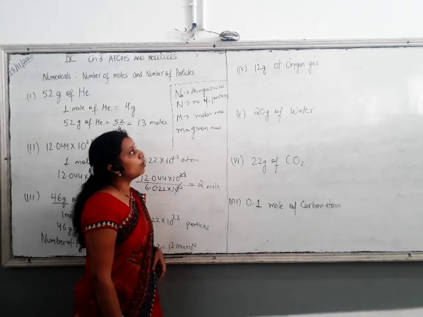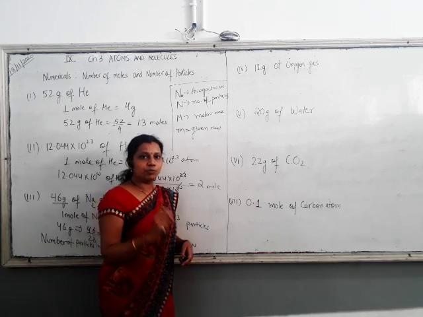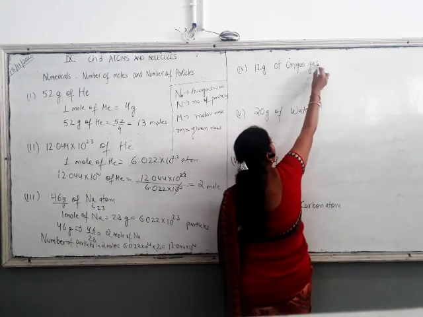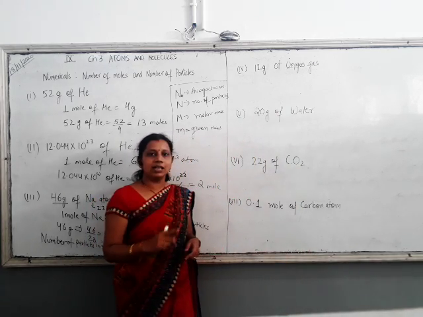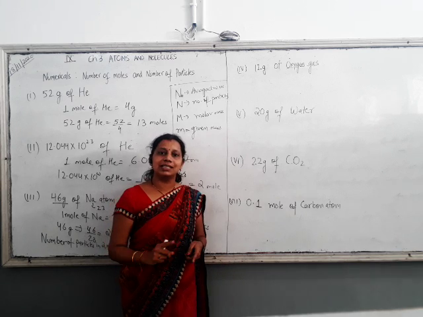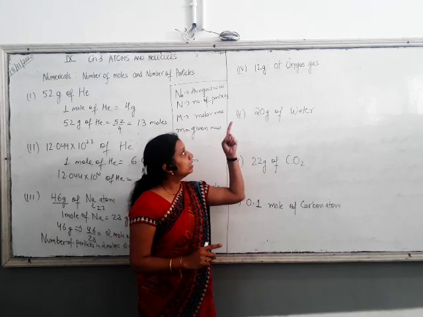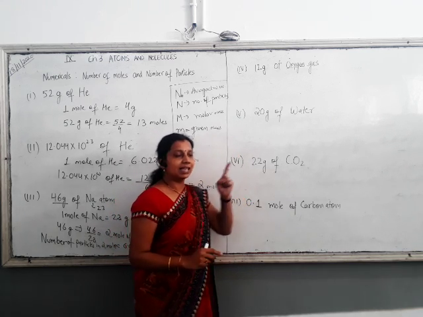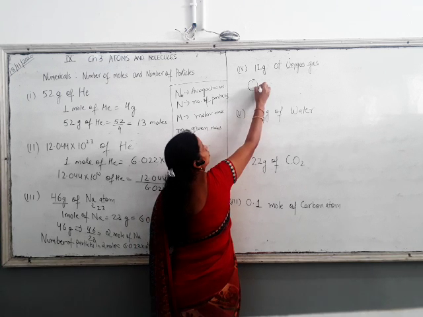Next, 12 gram of oxygen gas. Here you have to pay attention. This is oxygen gas, not atom. For one oxygen atom, the atomic mass is 16 gram. So here, the molar mass of oxygen gas. Gas means this is O2.